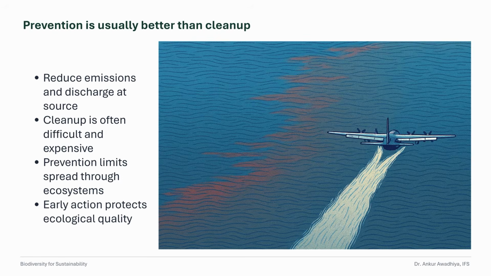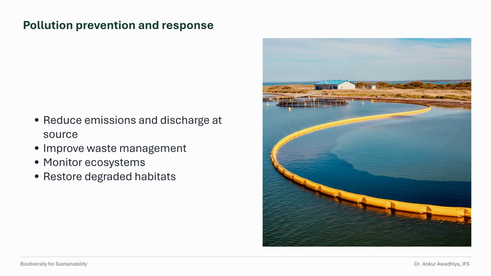Prevention is almost always more effective and less costly than cleanup. Once a pollutant has spread through water, soil, air, or a food web, removing it is technically difficult, ecologically incomplete, and very expensive. The image of an airplane spraying chemical dispersants after an oil spill makes this point clearly. Good environmental planning therefore focuses on reducing pollutants at the point of origin, improving industrial and agricultural practices, and setting standards that limit what enters ecosystems in the first place.